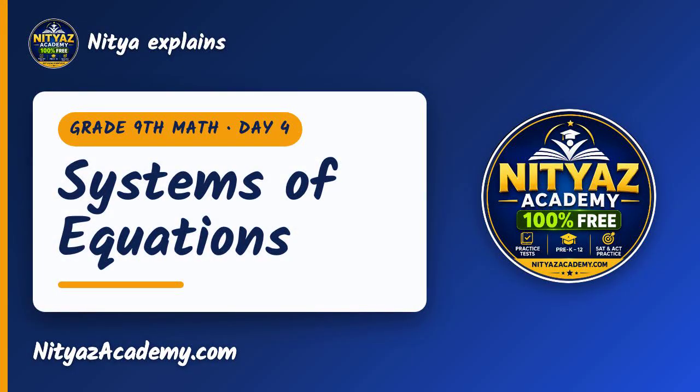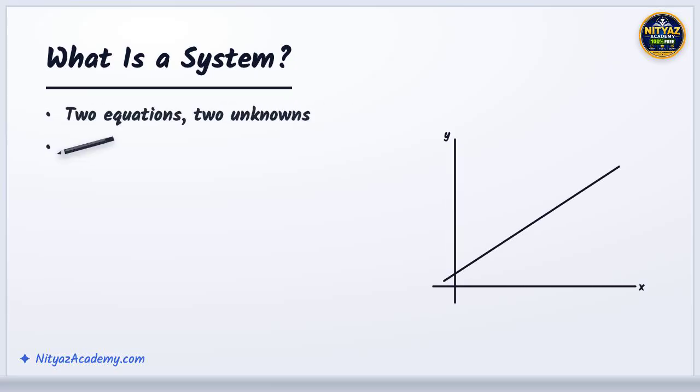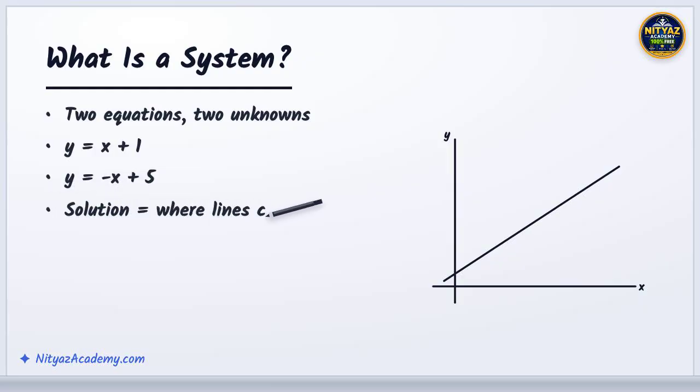Let's learn systems of equations together, step by step. A system is just two equations that share the same two variables. Each equation is a line on a graph. The solution is the single point where both lines cross, the one pair of x and y that makes both equations true at once. Our job is to find that crossing point, sometimes with a graph, sometimes with algebra.